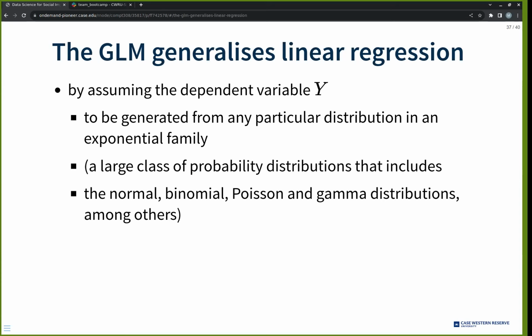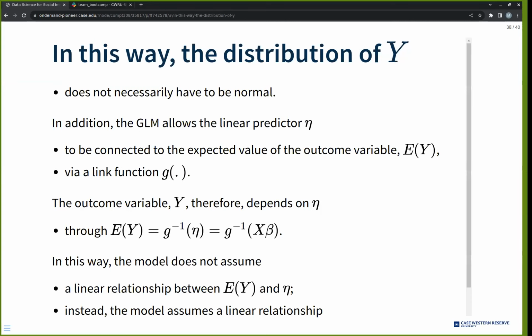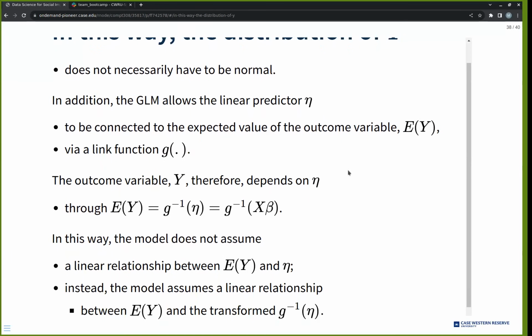It generalizes linear regression by assuming that the dependent variable y is generated from any particular distribution in an exponential family, not necessarily a normal distribution. These distributions might be normal, binomial, Poisson, gamma, any exponential family. So the distribution of y does not necessarily have to be normal. In addition, GLM allows the linear predictor to be connected to y via a link function.